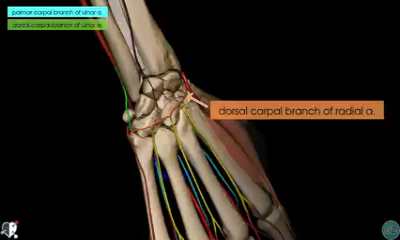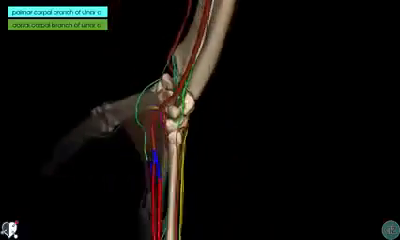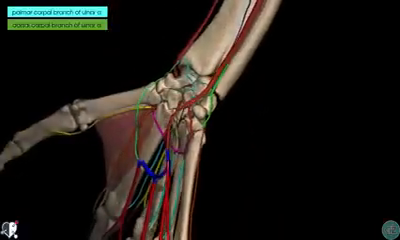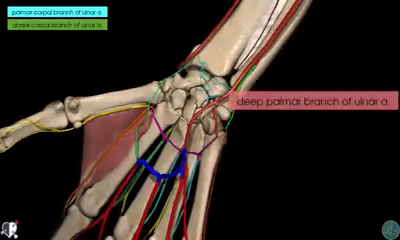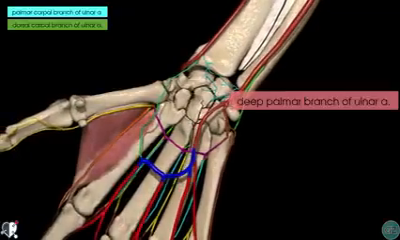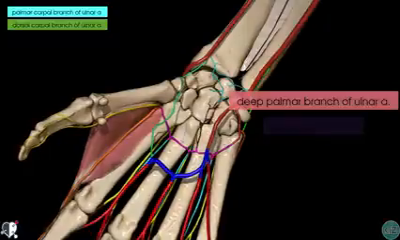Now, just rotating back again to a palmar view of the hand, we can see another branch of the ulnar artery, which is the deep palmar branch. The deep palmar branch of the ulnar artery anastomoses with a branch of the radial artery to form the deep palmar arch.